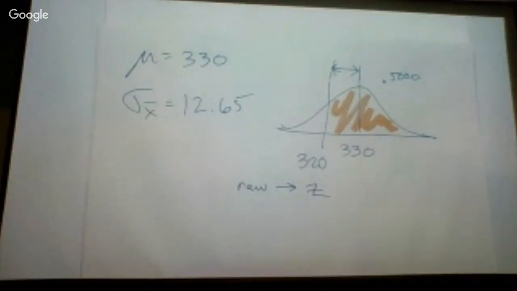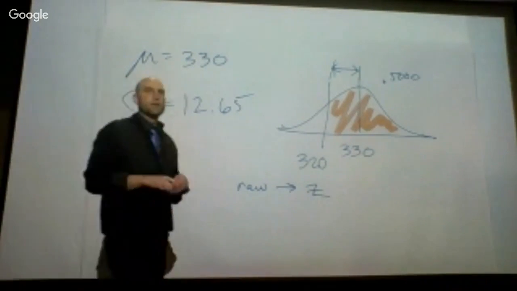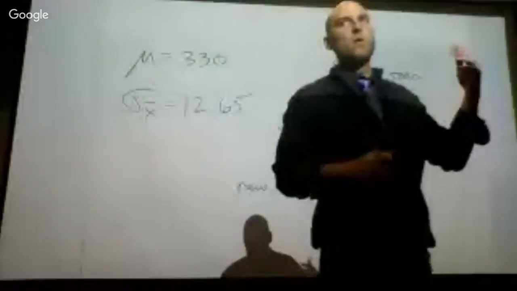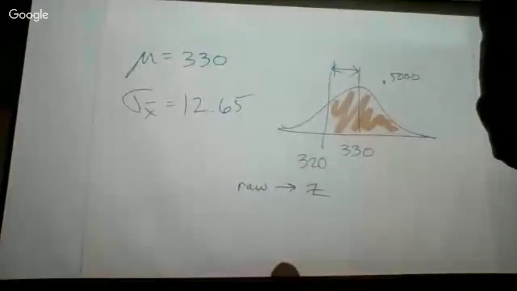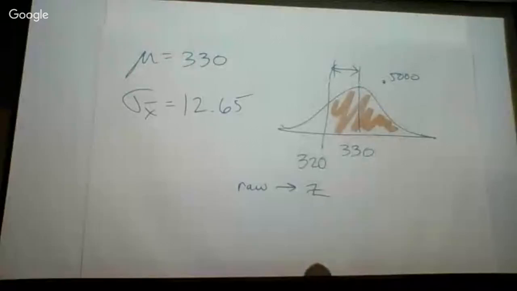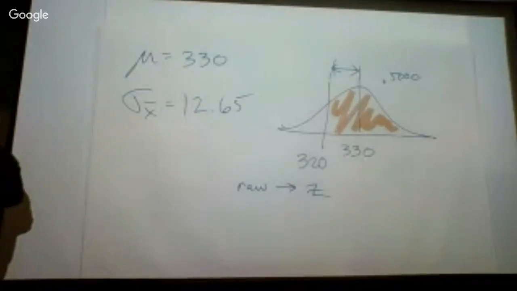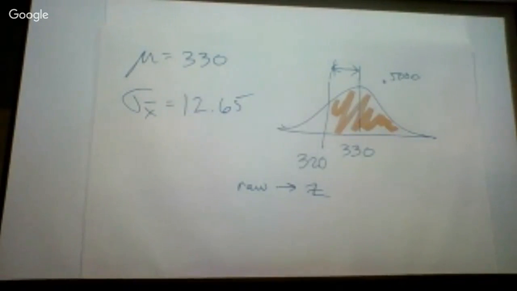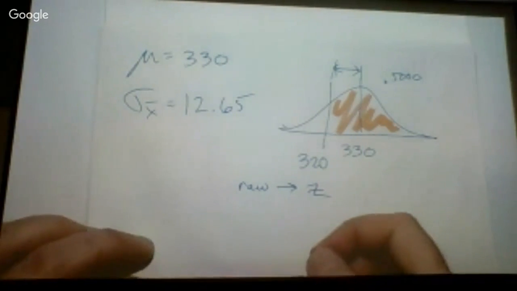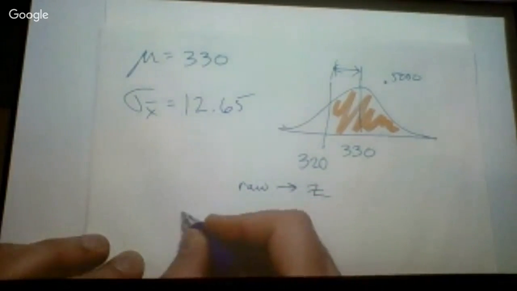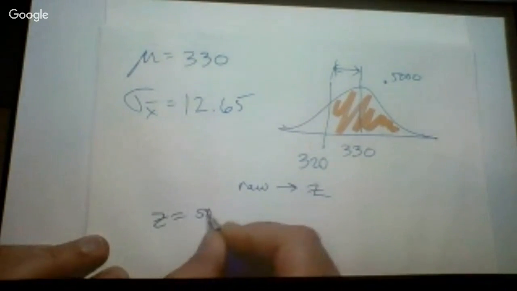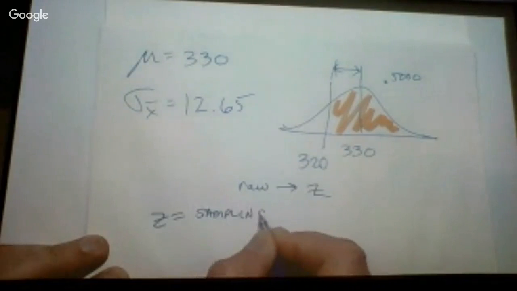Now we come back. Standard score. Something over something. Sampling error over standard error.